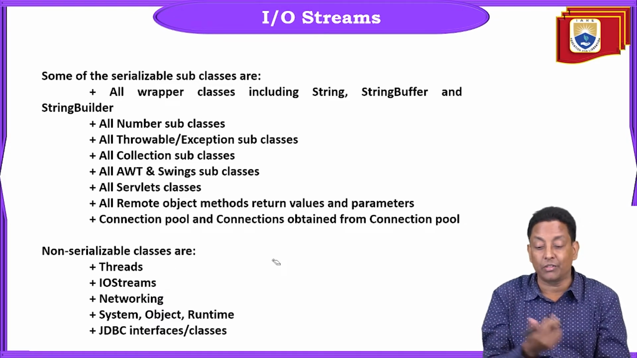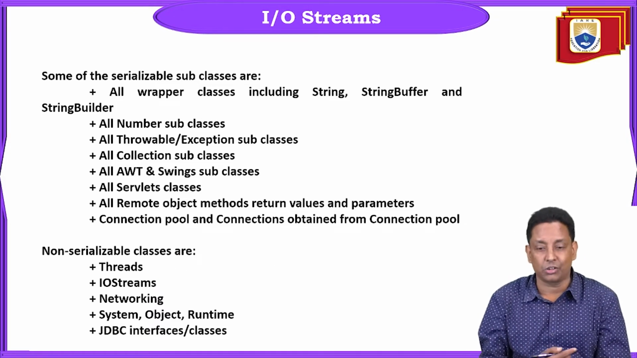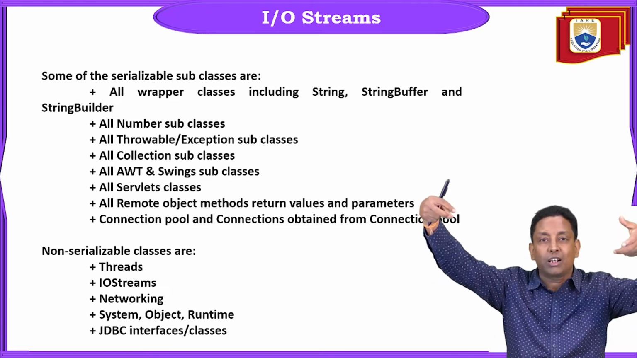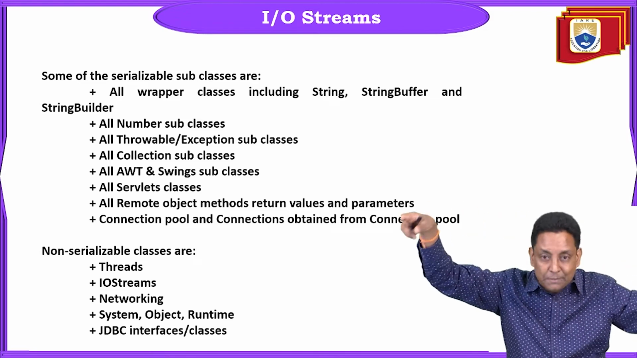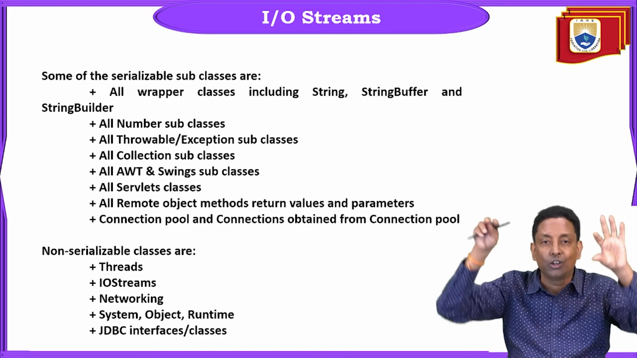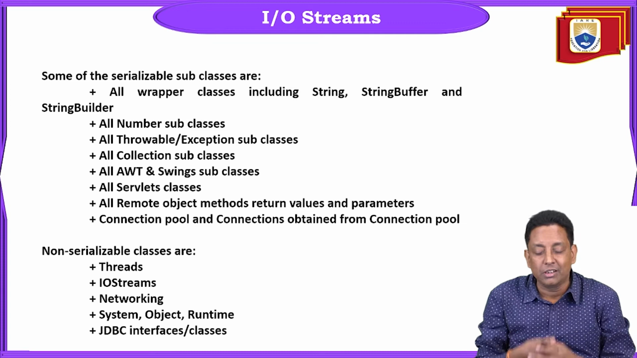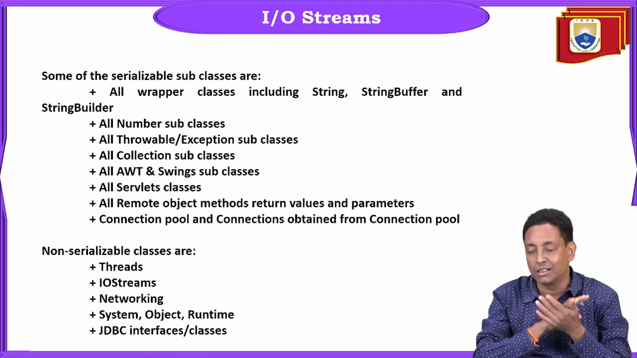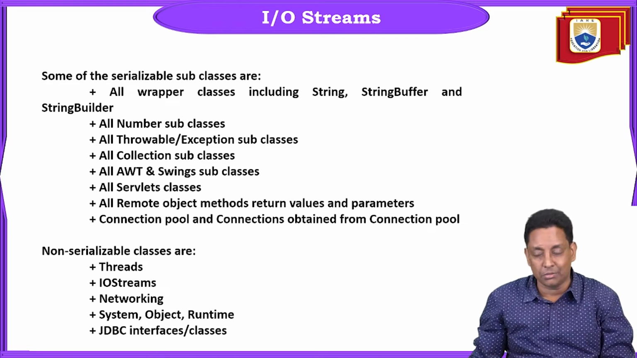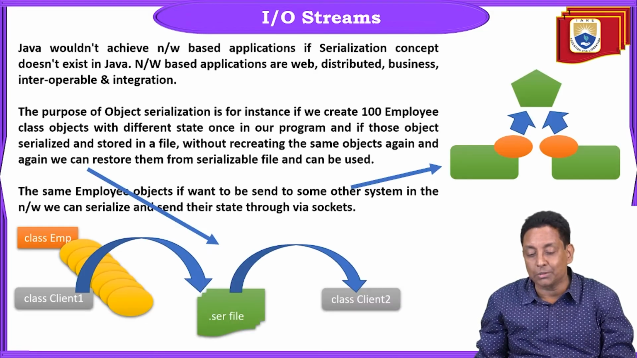Similarly, in networking, socket and server socket communicate between client and server system, and the objects passed through sockets must be serializable. Socket and server socket themselves need not be serializable. System, object, runtime, and the JDBC interfaces and their classes are all non-serializable.